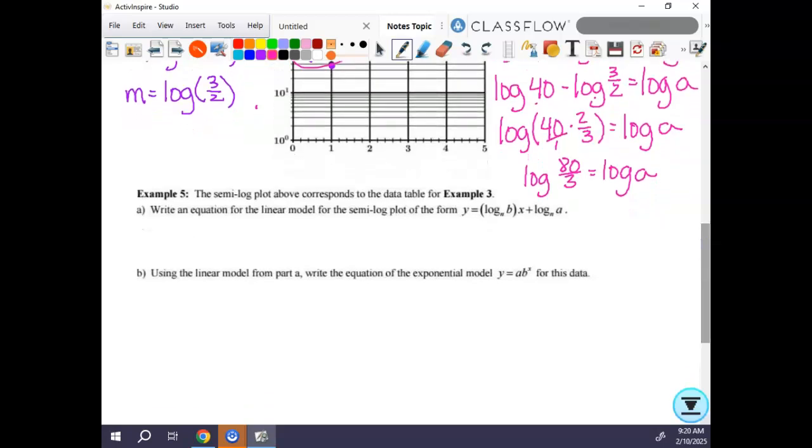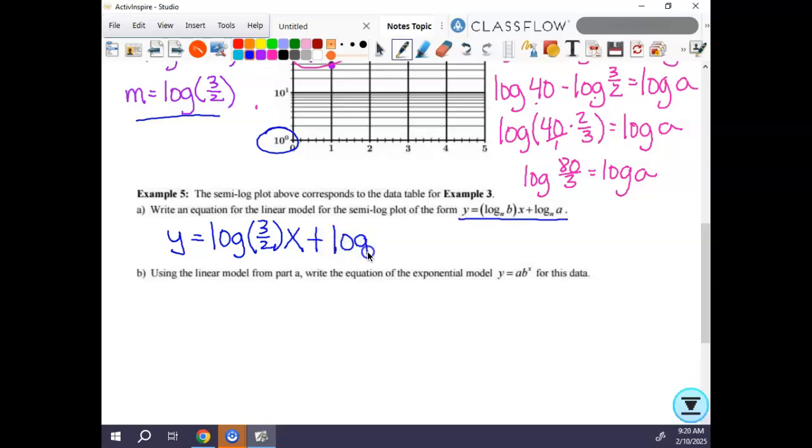Okay. So now I've got all my stuff, and it tells me to write it in this form. And notice there isn't a log in front of that. That's okay. There's reasons why it's sometimes there and not there. Basically, when you find it, you're finding the log of that number. It is what it is. But so we're going to say y equals the slope, which is the log of b. That is right here, log of 3/2. And I use log base 10 because this is a 10 here. Times x, don't forget your x, plus log of a, which is log of 80 over 3. Okay. Everybody okay so far?